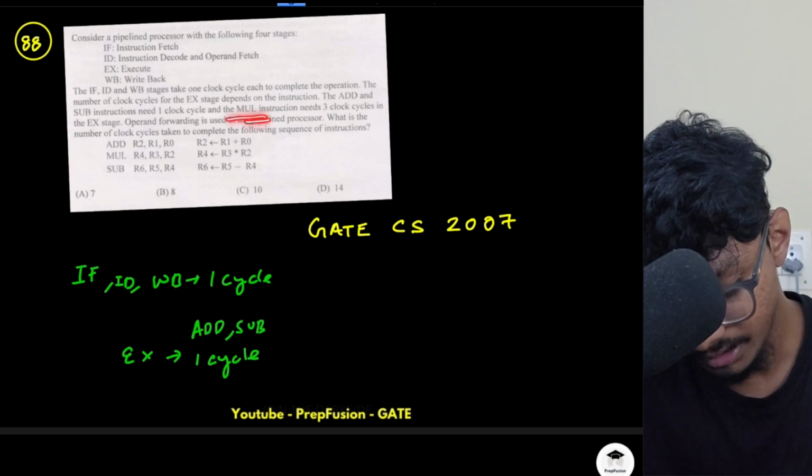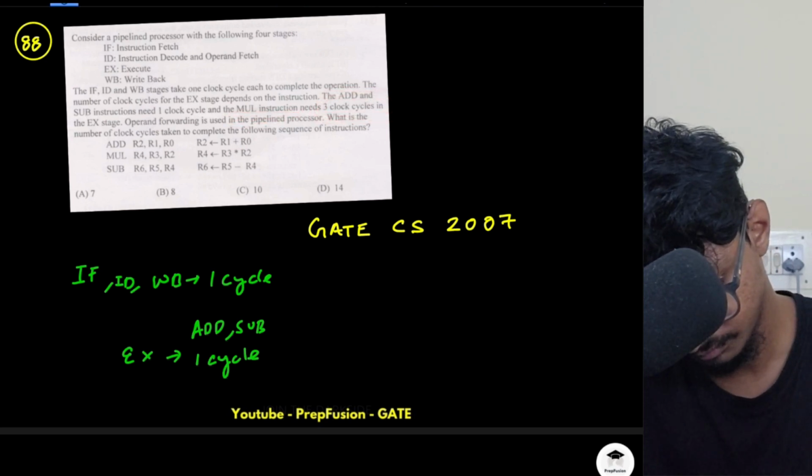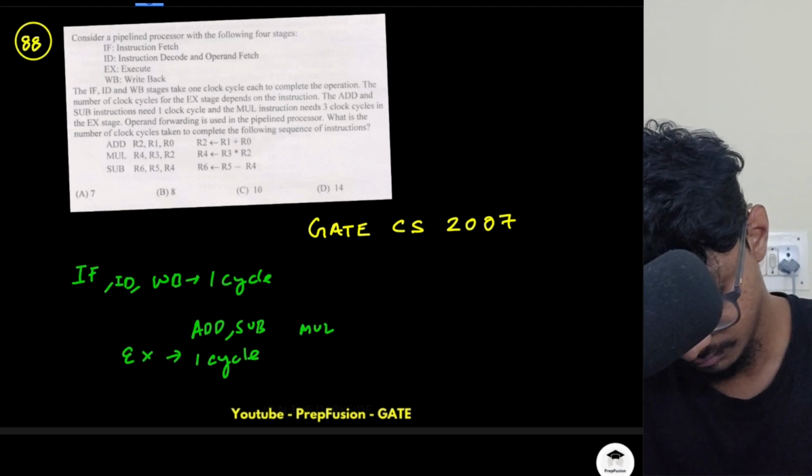And the multiplication instruction needs 3 clock cycles. Multiplication actually needs 3 clock cycles.